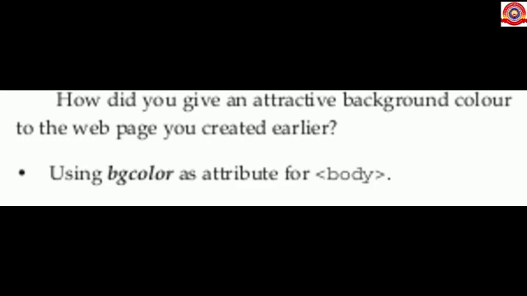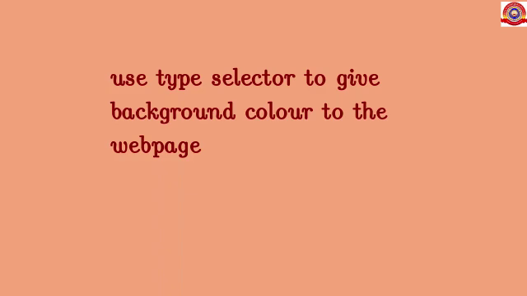Next activity is to modify the page background. How did you give an attractive background color to the web page you created earlier? Do you remember? Using bgcolor as attribute for body, we can give background color to the web page. Instead of giving attributes like this, we can use cascading styles, that is our type selector, to give background color to our web page. Let's see how we can use that. See, this is the method for giving background color to a web page.